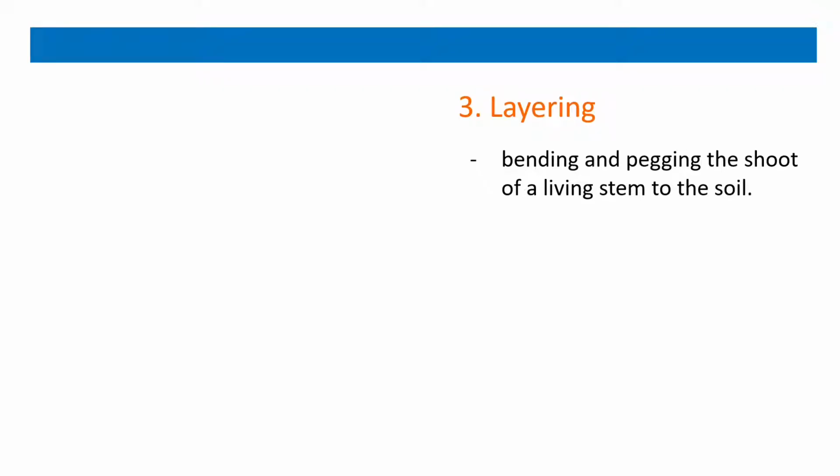Now, the third artificial way of propagating plants asexually would be layering. So the first one is G, grafting, C, cutting, and the third one is L, layering.